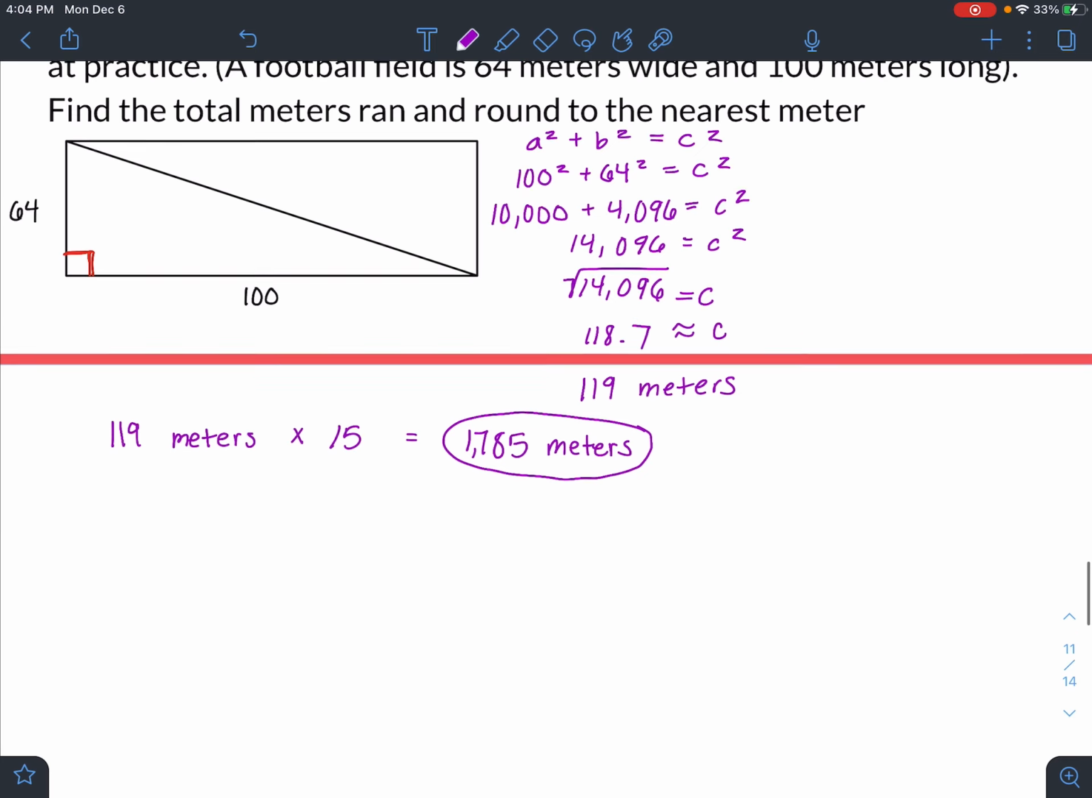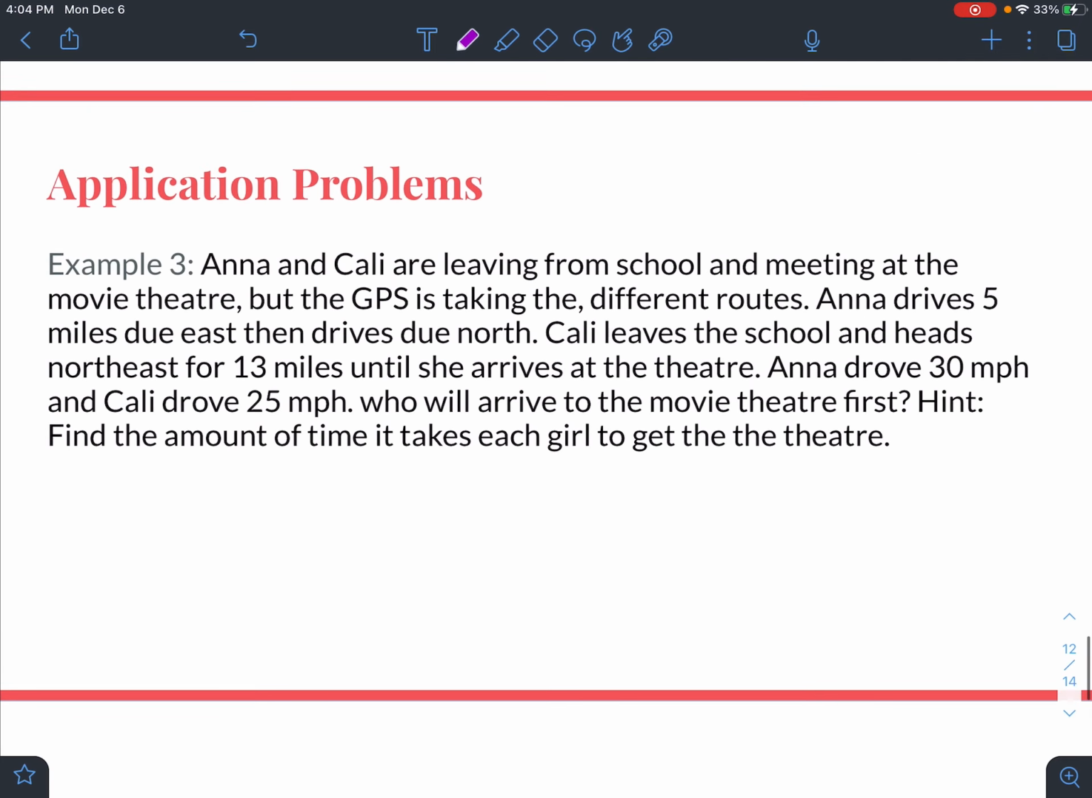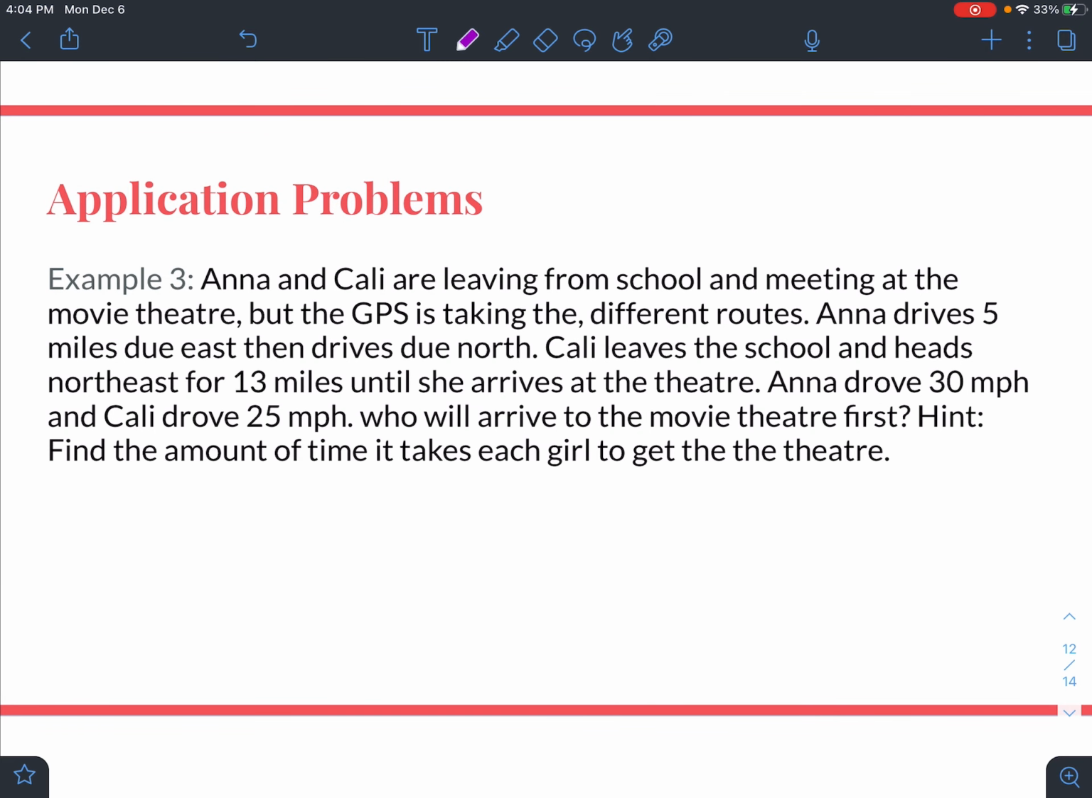Okay. Our final application problem. So we have Anna and Callie leaving from school and meeting at the movie theater, but the GPS is taking them different routes. Anna drives 5 miles due east, then drives due north. Callie leaves the school and heads northeast for 13 miles until she arrives at the theater. Anna drove 30 miles per hour and Callie drove 25. Who will arrive at the movie theater first? Hint, find the amount of time it takes each girl to get to the theater.